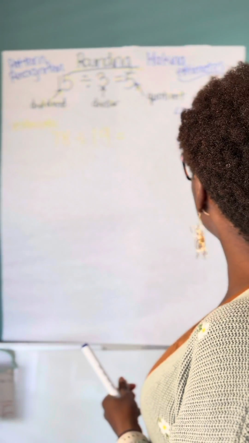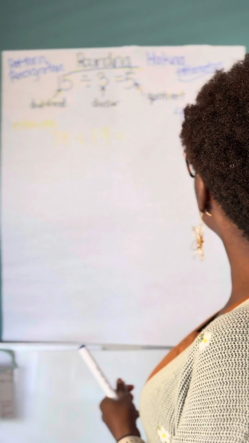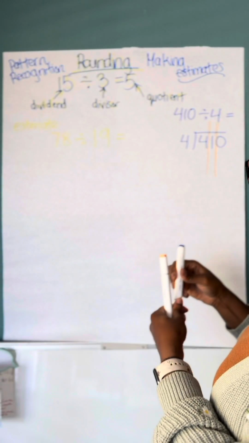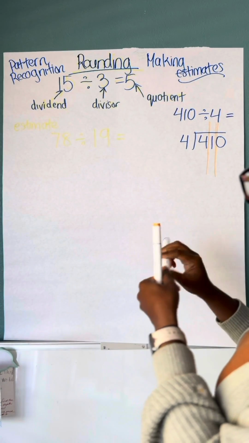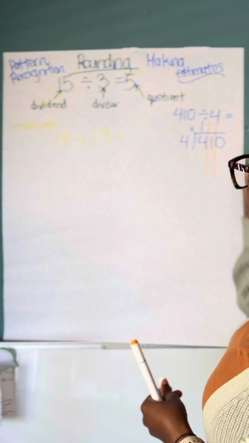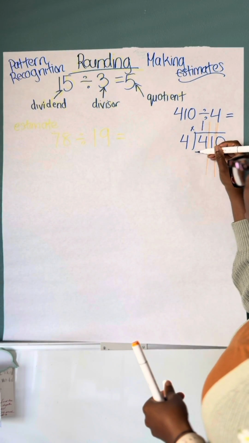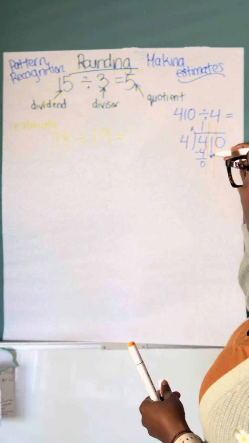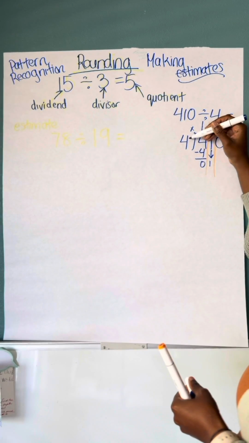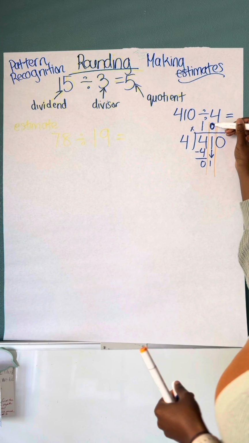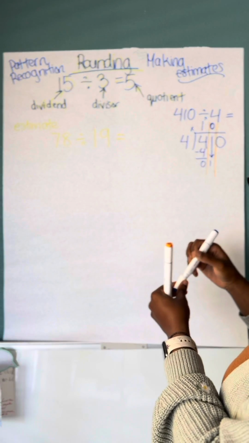I'm going to use handy dandy lines to support placement, okay? How many groups of 4 can be found in the number 4? 1, wonderful. Put that there, subtract, and that's 0. Then we bring down the 1. How many groups of 4 are found in the number 1? 0. 4 times 0, okay?